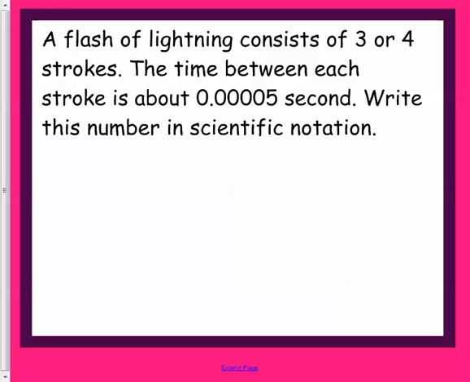A flash of light consists of 3 or 4 strokes. The time between each is, if we look at this, tenths, hundredths, thousandths, ten thousandths, hundred thousandths, so 500 thousandths of a second. Let's write this in scientific notation. So we know it's going to be 5 times 10, but it's a smaller number and it's moving 1, 2, 3, 4, 5 places. So 5 times 10 to the -5th power.